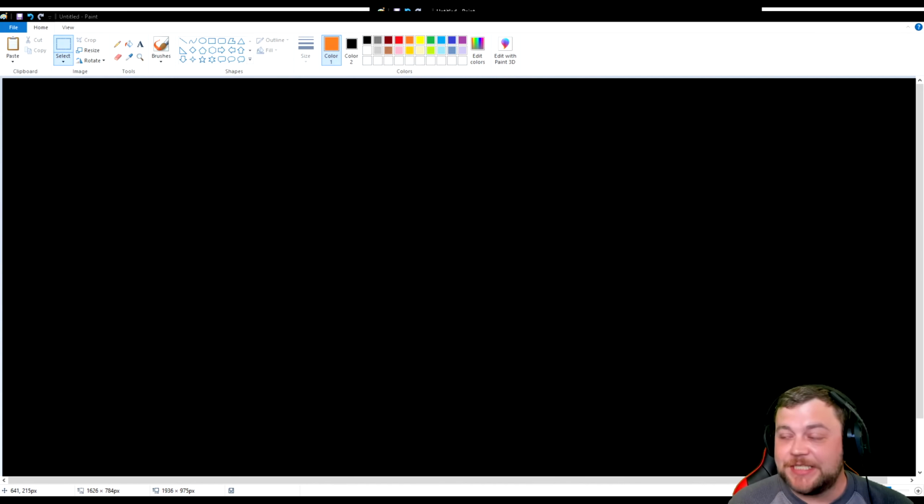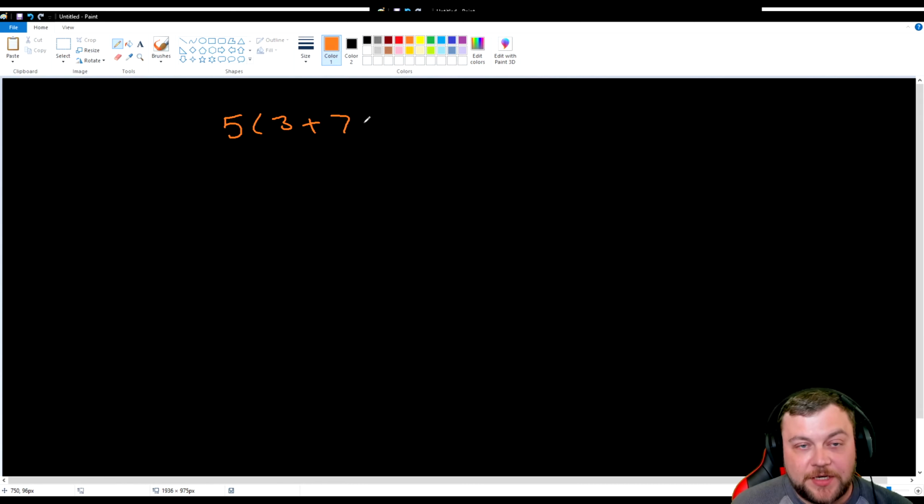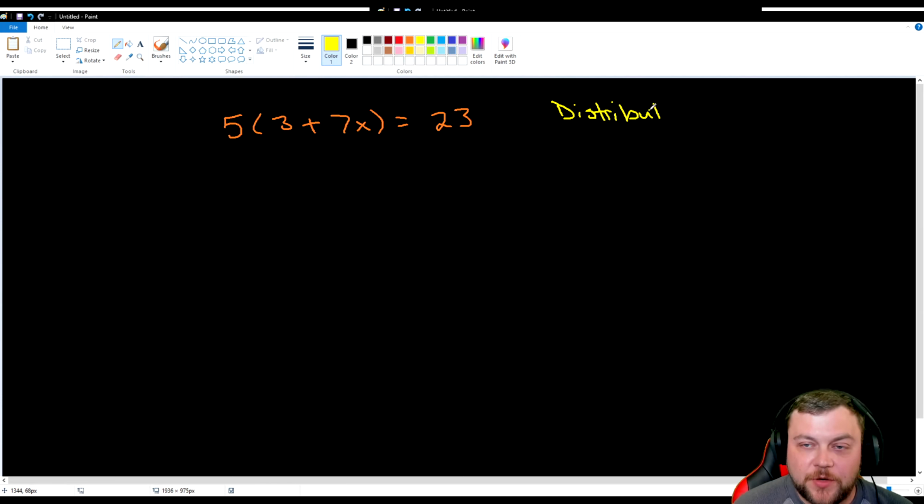So for our next example, what we have is 5 parentheses 3 plus 7x end parentheses equals 23. And again, remember what we're doing is distribution. That's usually going to be your first bet. You can do it a few different ways, but this is a pretty nice, safe way, okay? So everybody gets one. Everybody gets one. Okay? So everybody gets a 5.